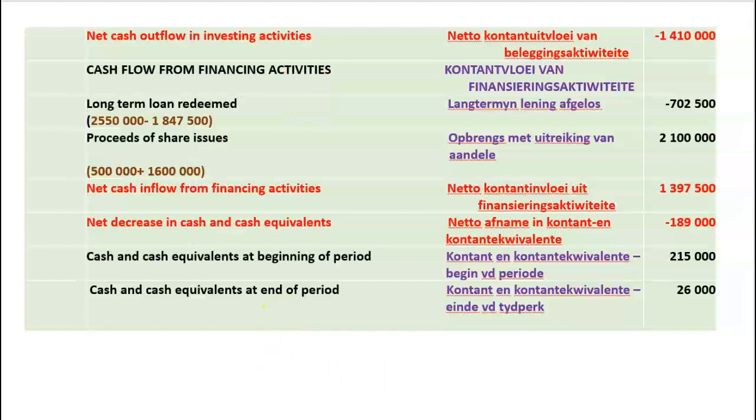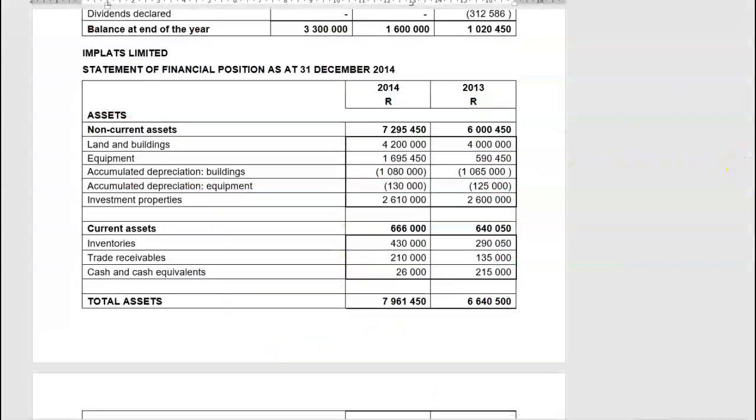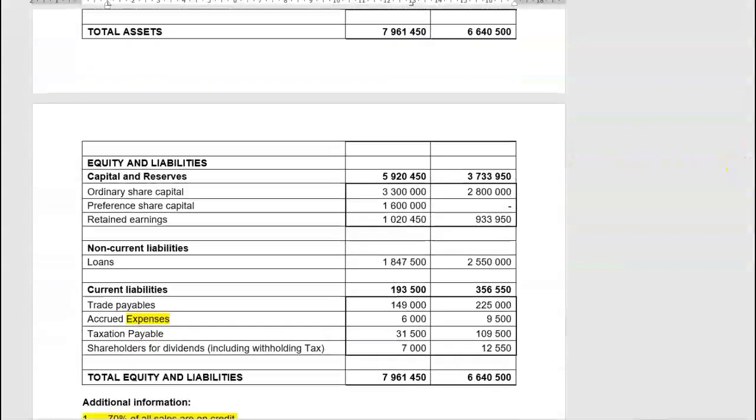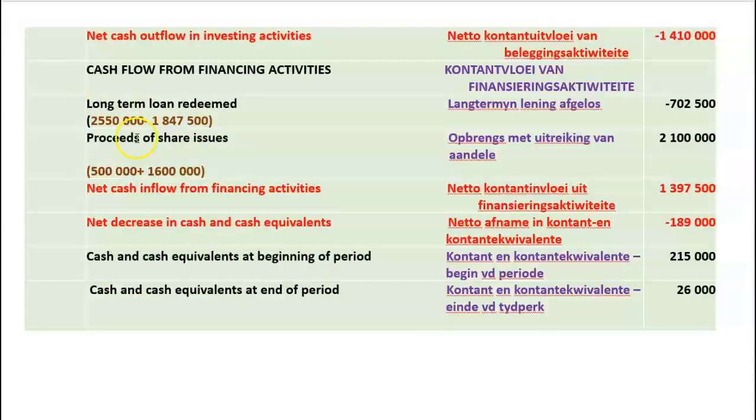Then net cash outflow from financing activities. Now guys, there's not a lot of information here. If I go and have a look at my equity and liability section of my statement of financial position, loans, clearly there was a repayment of loan. They tell us also that there was no further transactions concerning loans. So the difference then is a repayment of 702,500.